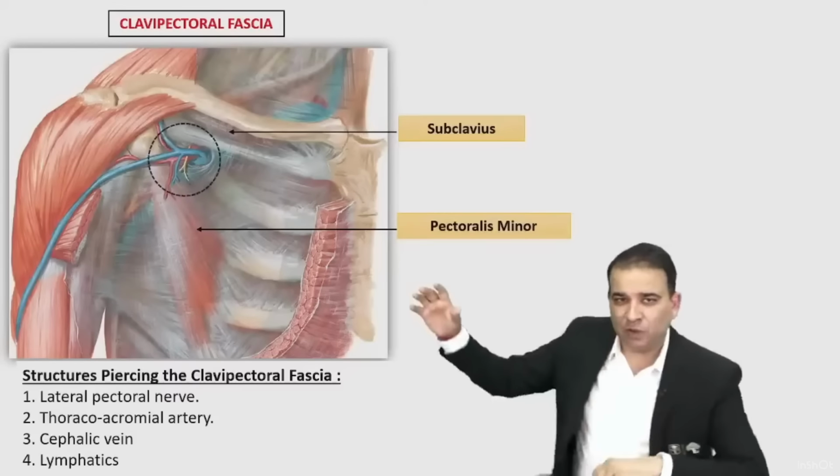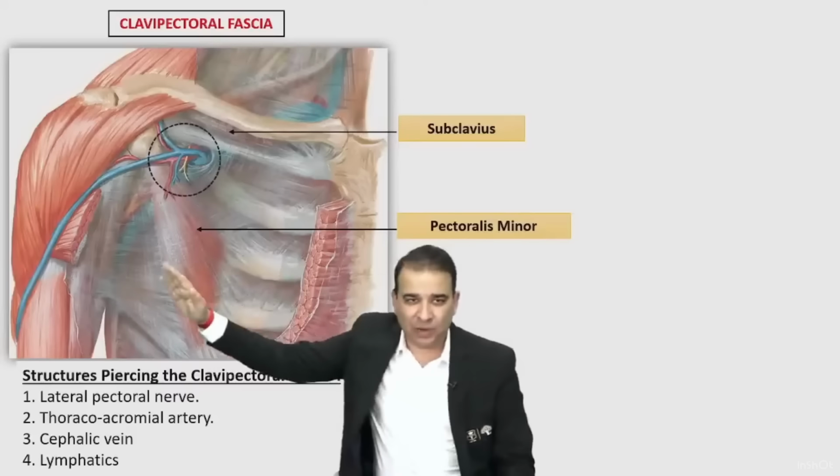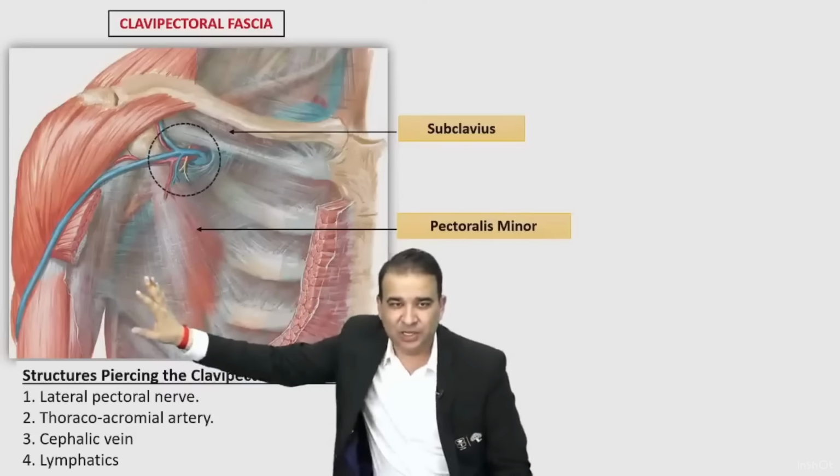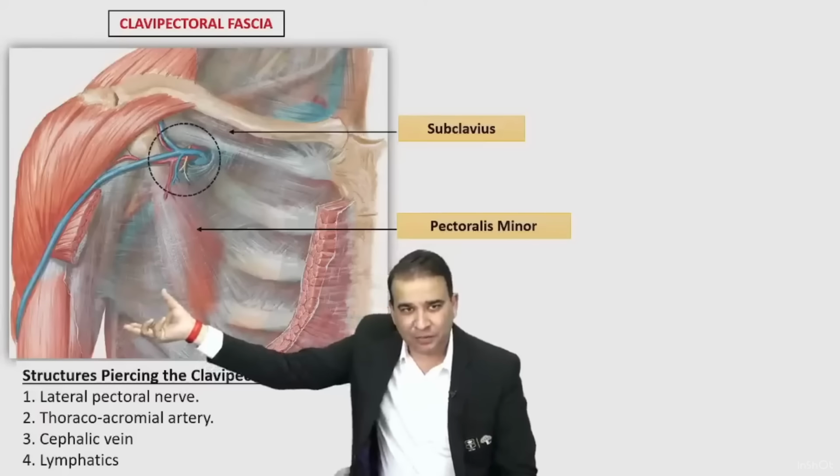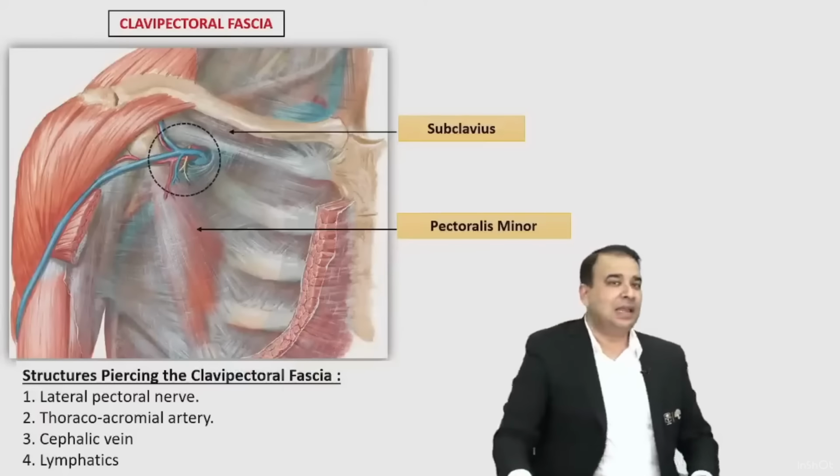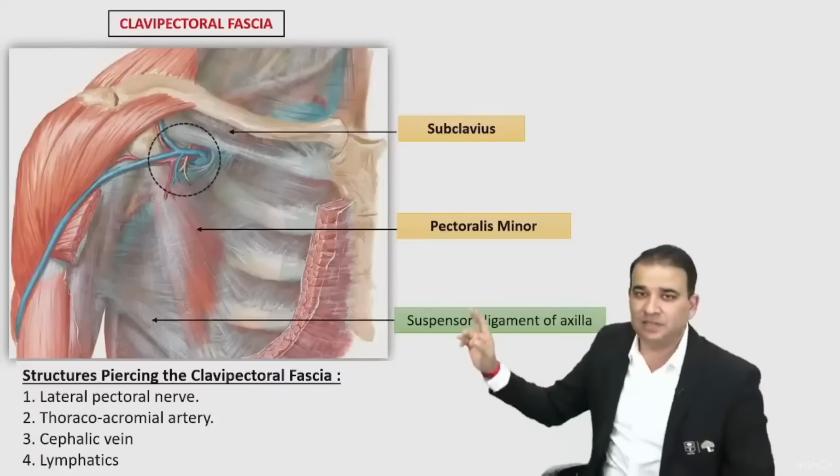Now this clavipectoral fascia below pectoralis minor muscle, look at this extension over the clavipectoral fascia in this region here. It is forming a ligament in that part here which is called the suspensory ligament of axilla, guys. That's the suspensory ligament of axilla.